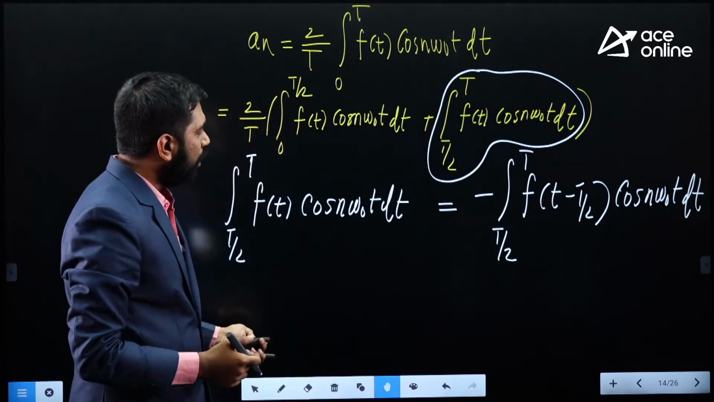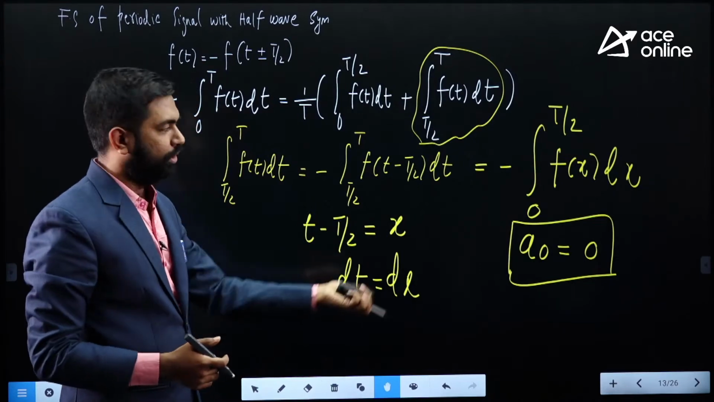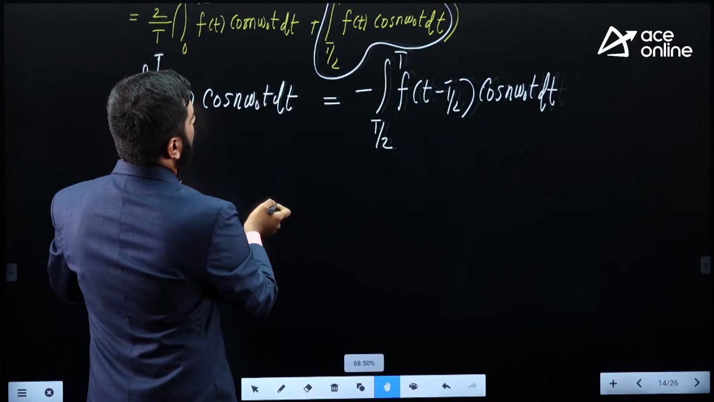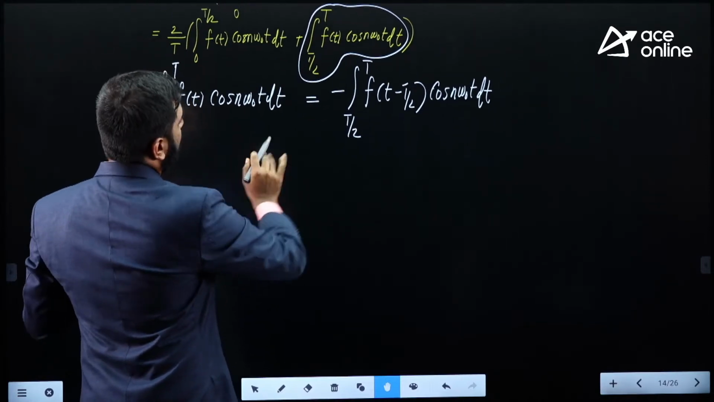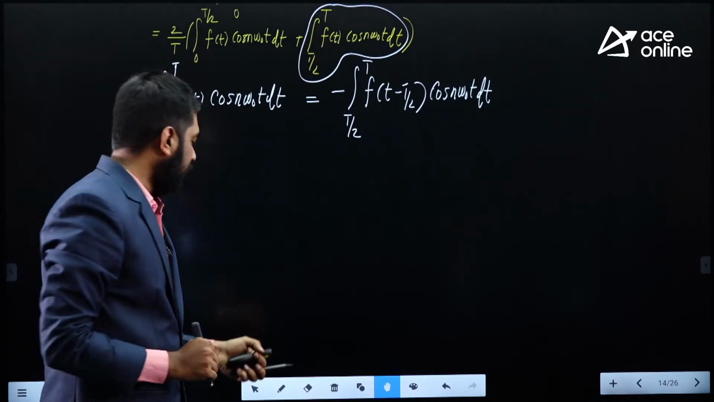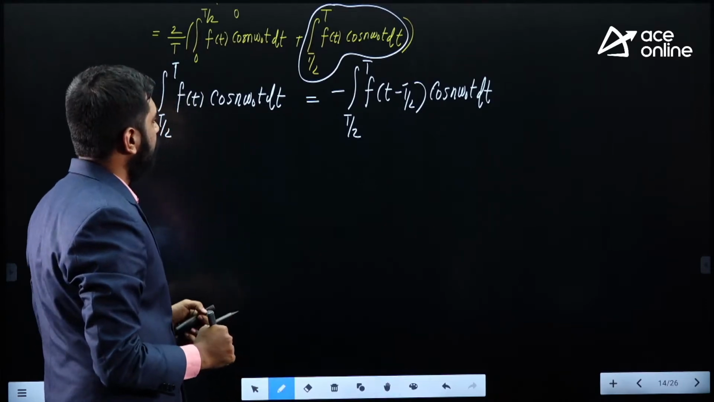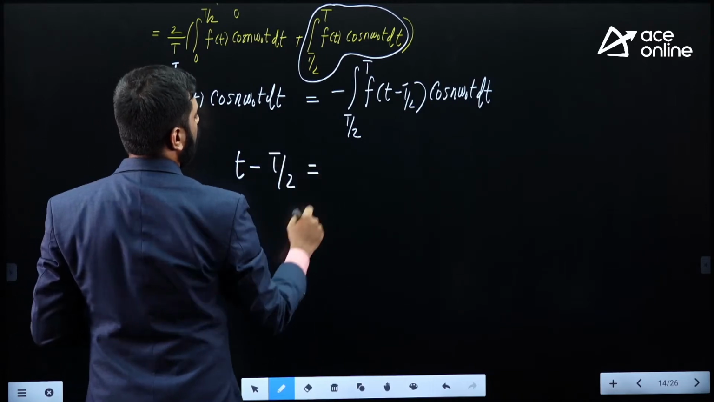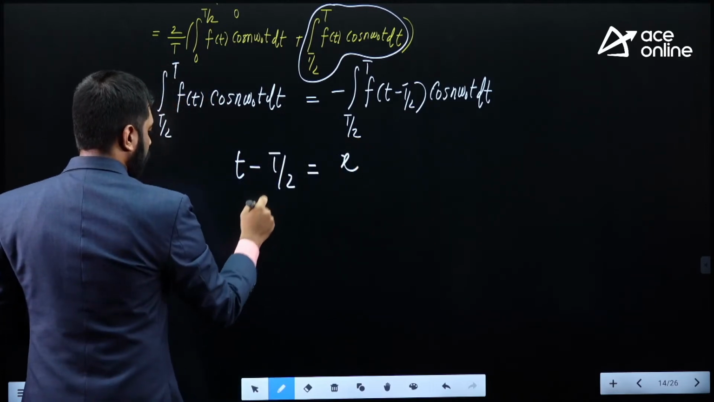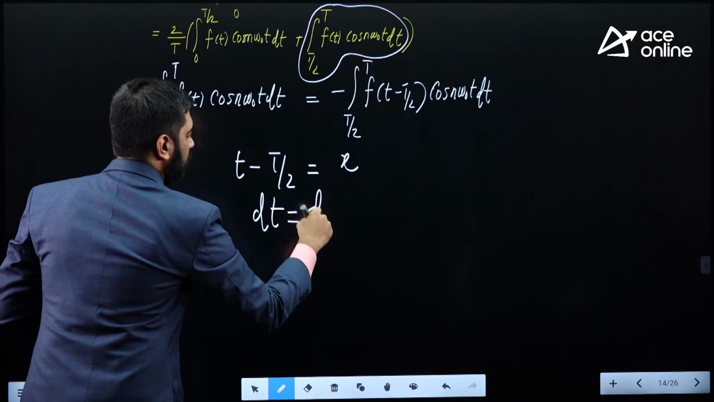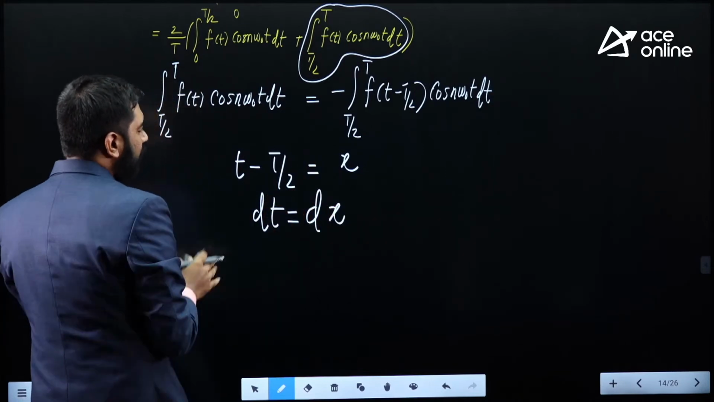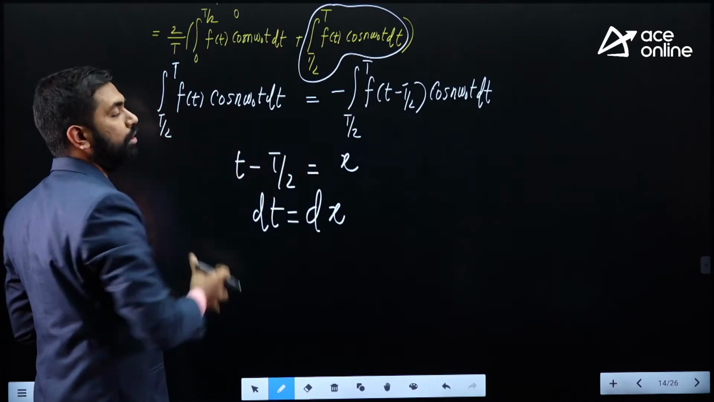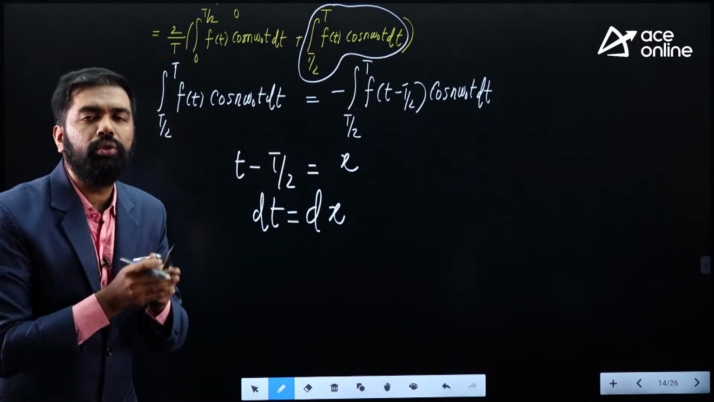What next? What have you done here? You have gone for the substitution. The same thing will be done here. Let's go for the substitution. You are going to get some beautiful results at the end. So what substitution? I would like to take t minus T by 2 as x. Differentiating both sides gives you dt equal to dx. Will the limits change? Of course the limits change. You take this, put it here, T by 2 minus T by 2 is 0.